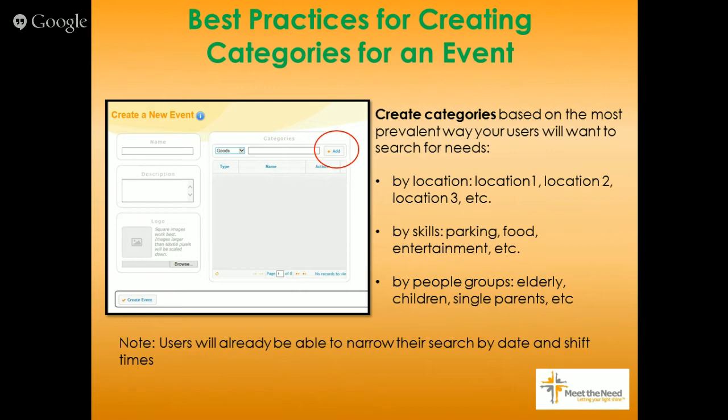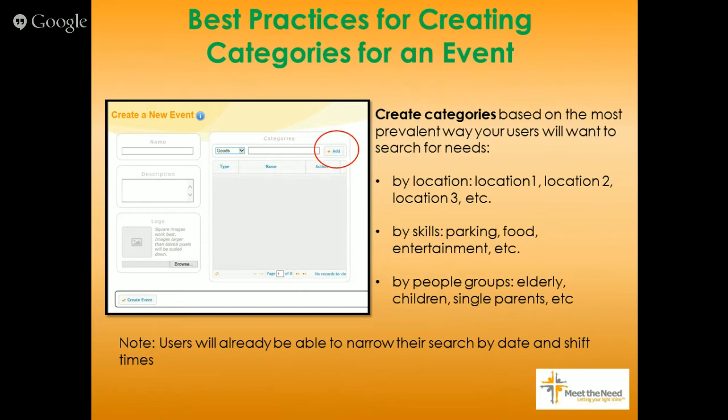Or you might do it by people groups. Maybe you have one project that's focused on the elderly, another that's focused on children, another on single parents. You could do your categories by people groups. Just keep in mind, you want to pick one of these, create your categories, but keep in mind that these categories are what your volunteers or your members are going to be able to sort by as they're searching for needs. They'll already be able to sort by date and shift times.